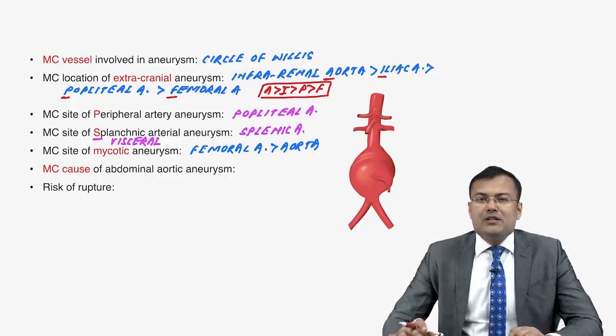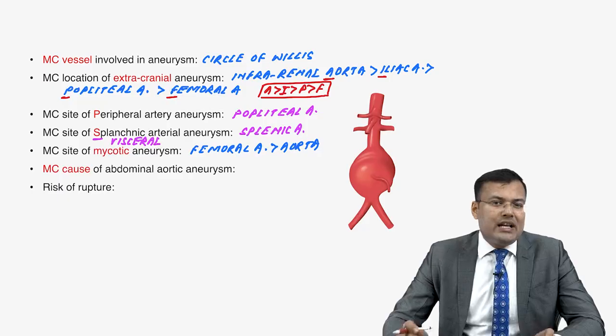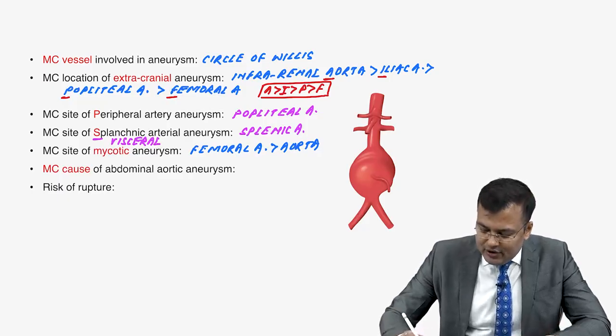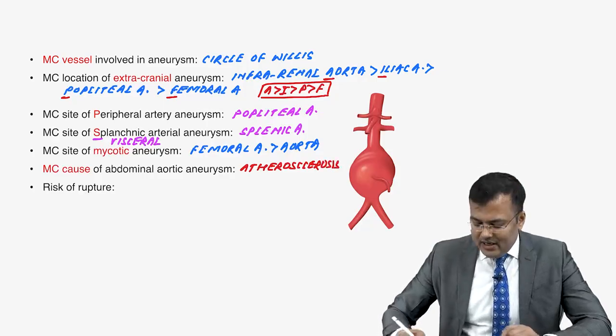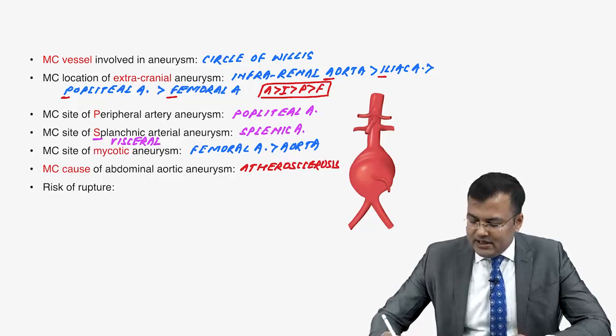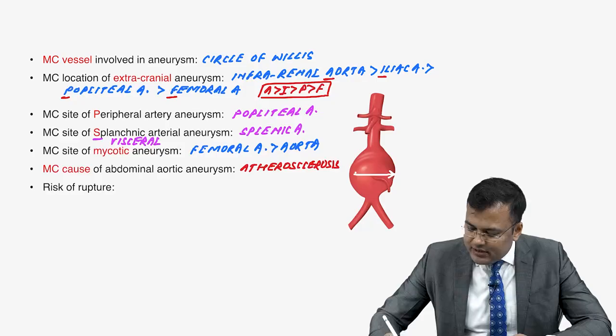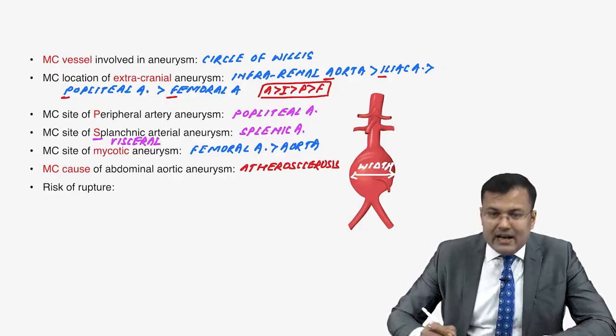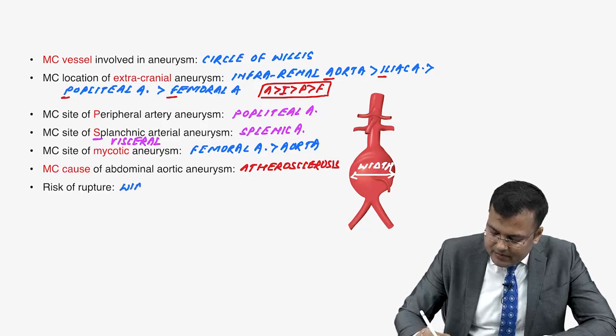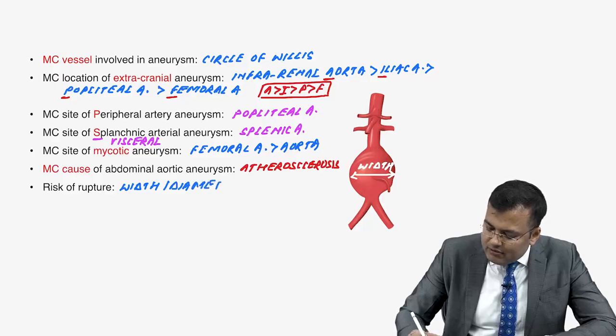Next important question: what is the most common cause of abdominal aortic aneurysm? We discussed atherosclerosis. So the most common cause is atherosclerosis. Clear? And the risk of rupture in aortic aneurysm is directly proportional to the width or diameter. Can you see here? This is the width or diameter. So the risk of rupture is directly related to the width or diameter.